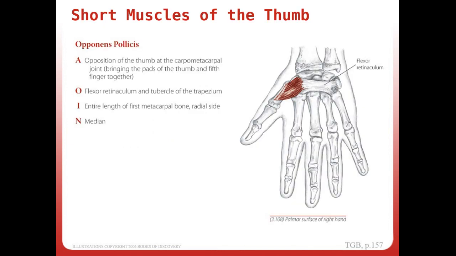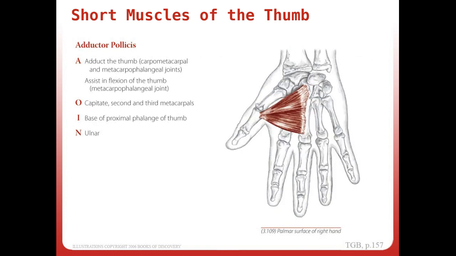All right, moving down to the hand. If we look at the hand, the short muscles of the thumb, you'll see here the opponens pollicis is a muscle of the thumb. All of the muscles for the thumb are going to have pollicis in it. Then we look at the muscles of the thumb versus the muscles of the pinky.